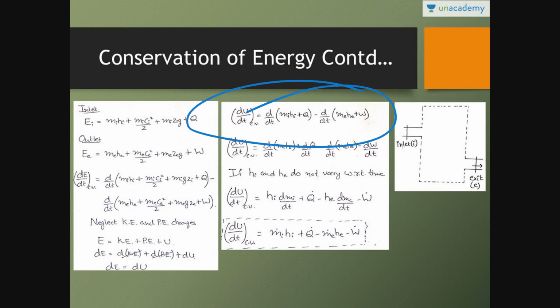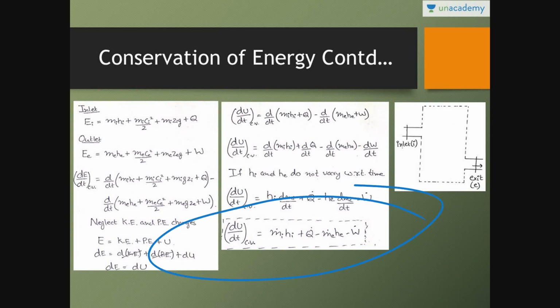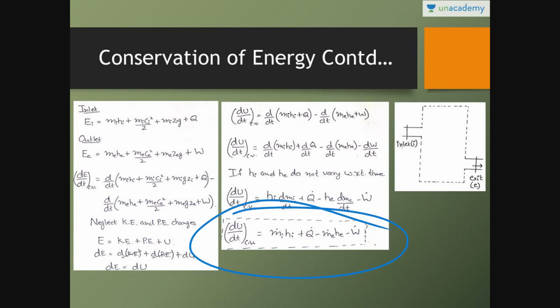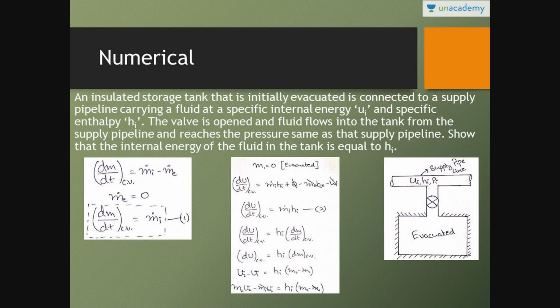So rate of change of internal energy with respect to time is equal to mass flow rate at inlet into Hi plus Q minus mass flow rate at exit into He plus W. So the final equation comes out to be dU/dt equal to mass flow rate into Hi plus Q minus mass flow rate into He minus W. Keep this equation in mind. This is a very important equation. Now we will solve one numerical to understand the exact concept of unsteady state problem.